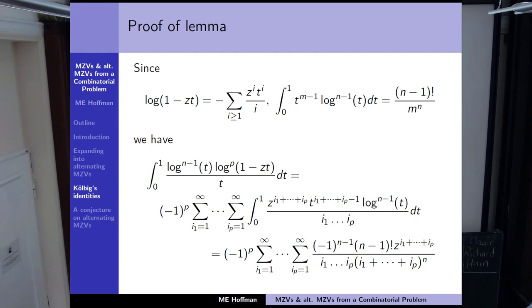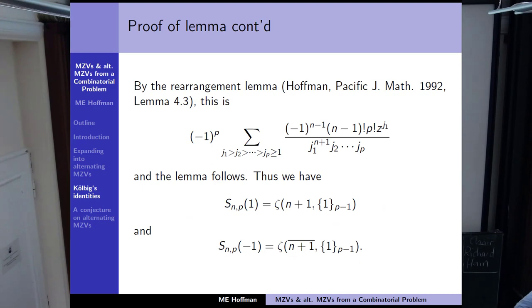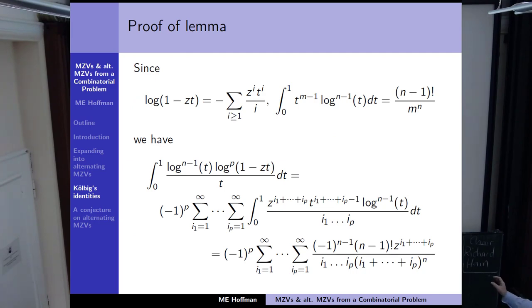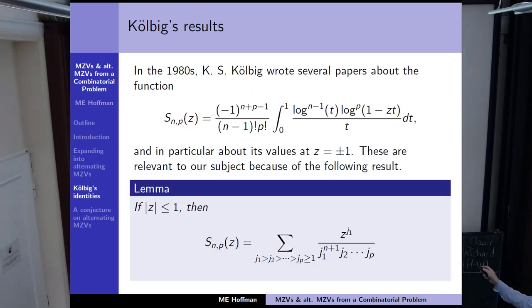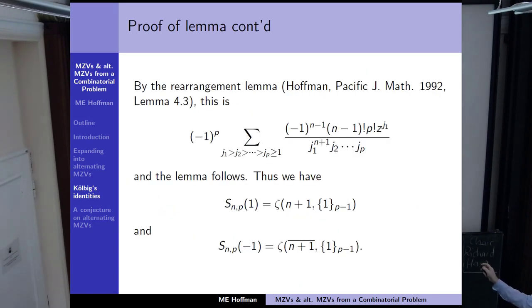And then you want to rearrange that. So if you're me, you use this lemma from my 1992 paper, which allows you to rearrange this. This is just a series where i1 through ip can be any positive integers. Well, you can put them in increasing order using my rearrangement lemma, not that I claim any great originality for it. I mean, it's just a little combinatorial thing. But anyway, it becomes this, and then the point is that all these constants that came up, the factorials and the signs that Kolbig put in his definition, exactly cancel all this stuff out, and you get the result.